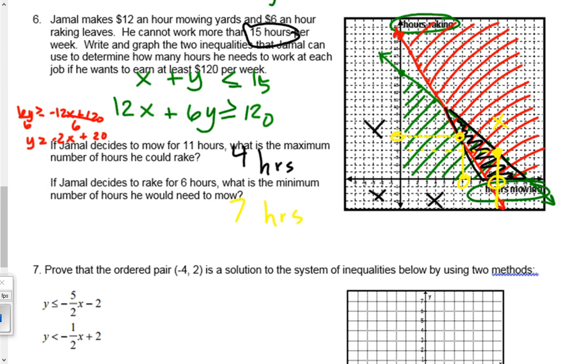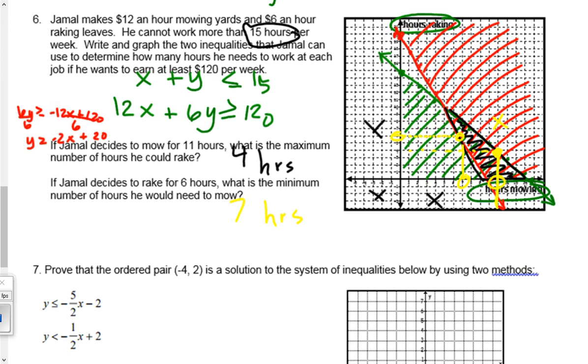Okay? It's a little bit harder to answer the minimum questions because you'd have to actually do a little bit of math rather than just looking at that 15-hour limit. Because 6 plus 7 is 13 hours. That's less than the 15 hours maximum that he has, but that's however many hours he would need to work to still make that 120. So again, you want to use that graph to your advantage to kind of look at minimums and maximums, as well as look at all the different possibilities of points he could have.